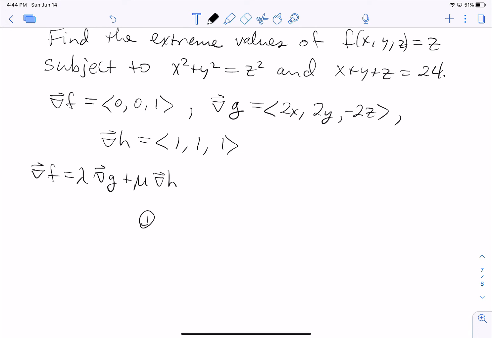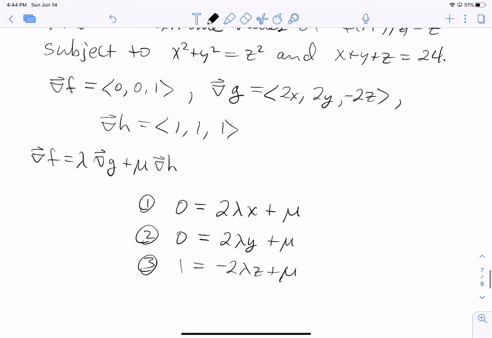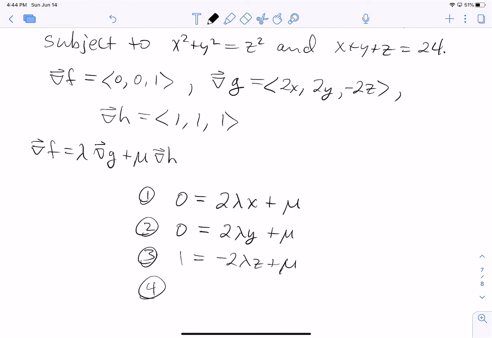So equation 1 is going to be 0 is equal to 2 lambda x plus mu. Equation 2 is 0 is equal to 2 lambda y plus mu. Equation 3 is 1 equals negative 2 lambda z plus mu. Notice now, though, we have x, y, z, lambda, and mu. We need 5 equations, so we bring in both constraint equations. The fourth one is x squared plus y squared is equal to z squared, and the fifth one is x plus y plus z is equal to 24.